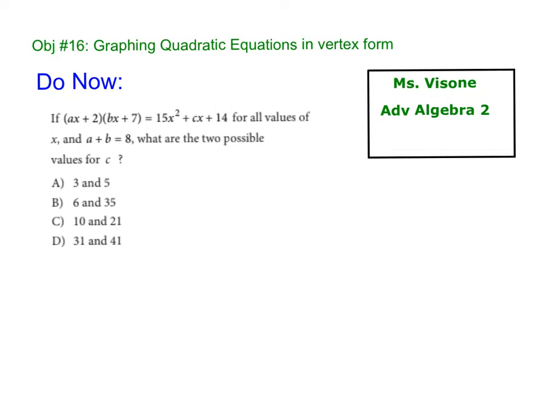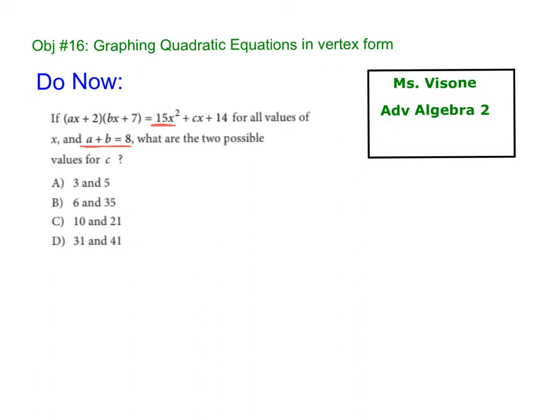So it's saying that (ax + 2)(bx + 7) equals 15x squared plus cx plus 14. And it also is saying that a plus b is 8. So what are possibilities for c? So if a plus b is 8, right, and this first term is 15, that means what do a and b have to be? They have to be 3 and 5, right?